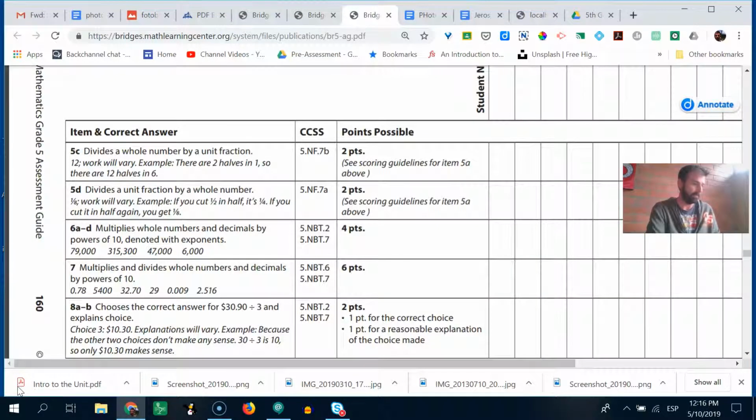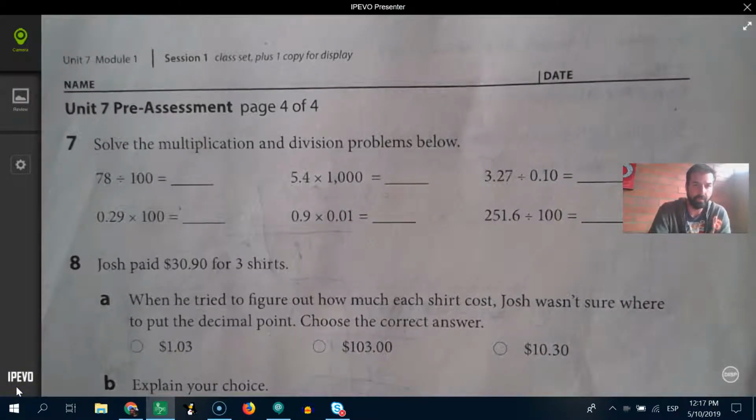Okay, so number 7 says solve the multiplication and division problems. Oops. Whoa, it's not there? Hold on a second. There we go. Solve the multiplication and division problems below.